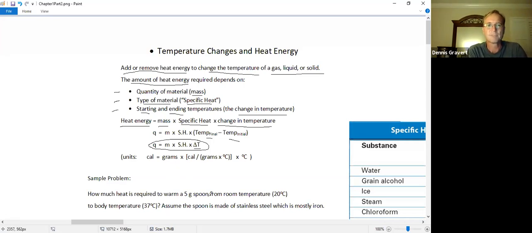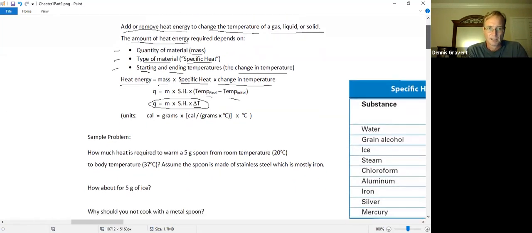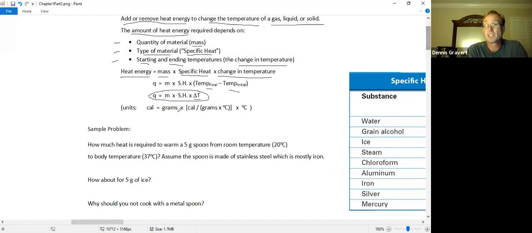Cool. Okay, so let's take a look at the example here. So this could show up on your first exam. I think I got your attention. How much heat is required to warm a 5-gram spoon from room temperature, which I'm going to define as 20 degrees Celsius, we'll use the metric system, up to body temperature, which is about 37 degrees Celsius? Cool, all right, so how much heat?